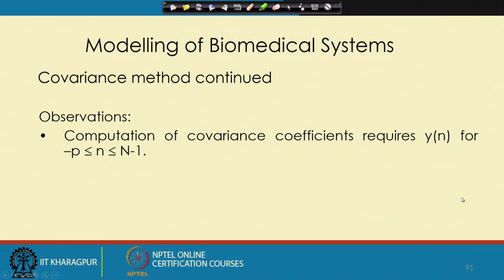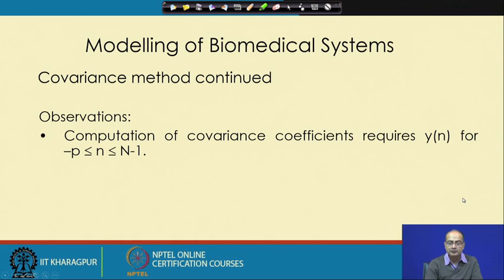So, what we get instead, for the computation of the covariance coefficients, we need the data y[n] from minus p to N minus 1 for that range. So, if the data is given from 0 or 1 to N, we need to re-index it in this way, so that we have all the values available, the output signal is available from the instance minus p to capital N minus 1. Okay.